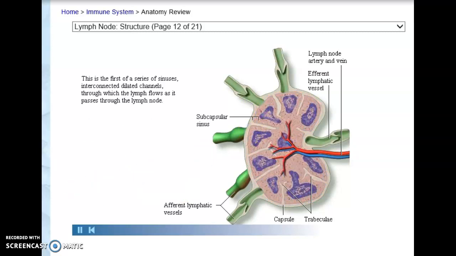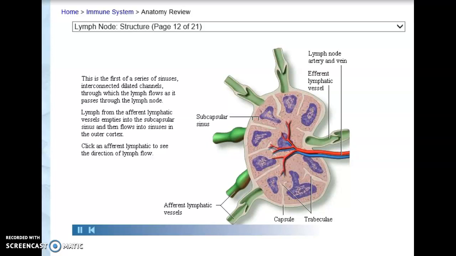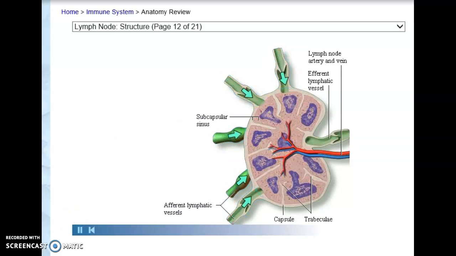This is the first of a series of sinuses, interconnected dilated channels, through which the lymph flows as it passes through the lymph node. Lymph from the afferent lymphatic vessel empties into the subcapsular sinus and then flows into sinuses in the outer cortex. Click an afferent lymphatic to see the direction of lymph flow. The outer cortex of the lymph node is the area just below the subcapsular sinus. Click the outer cortex.